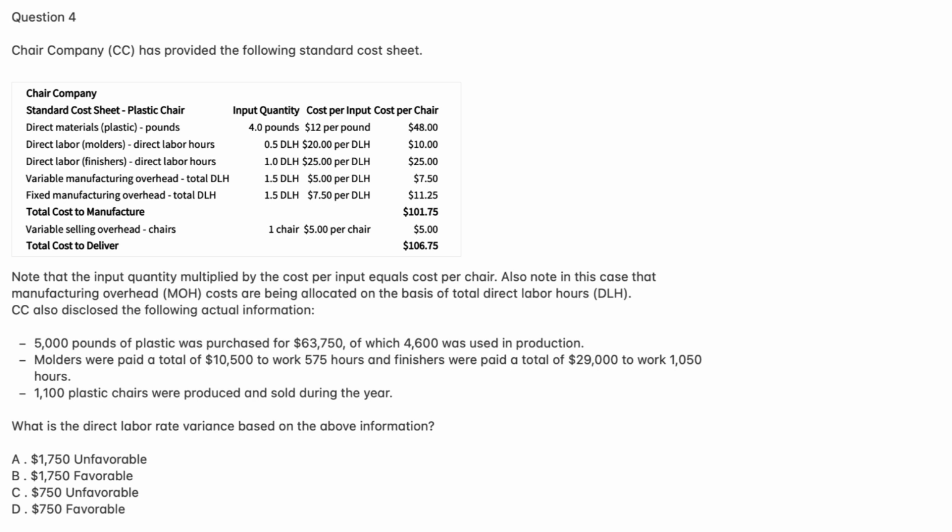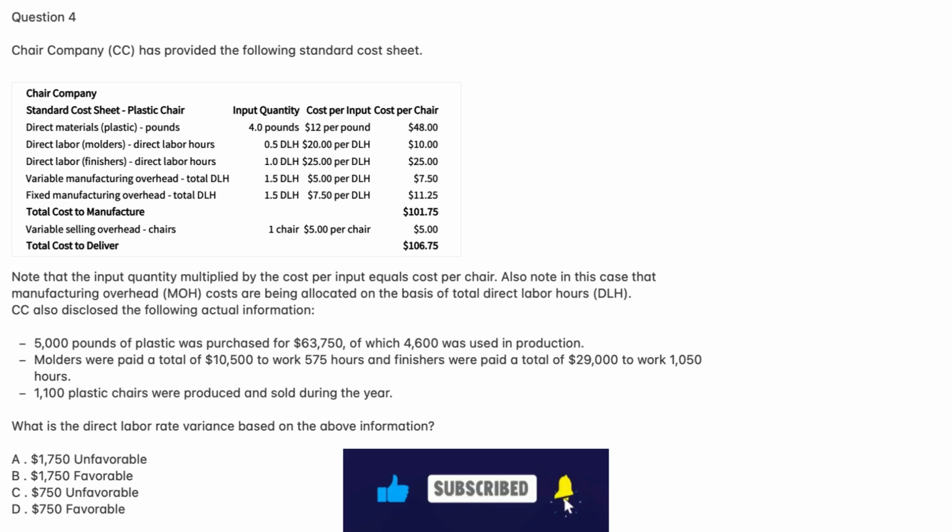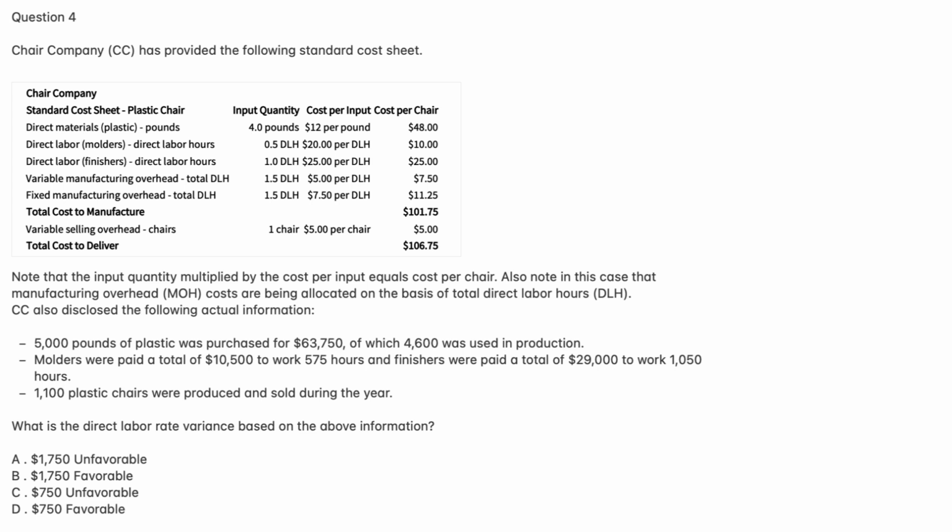5,000 pounds of plastic was purchased for $63,750, of which 4,600 was used in production. Molders were paid a total of $10,500 to work 575 hours, and finishers were paid a total of $29,000 to work 1,050 hours. 1,100 plastic chairs were produced and sold during the year. What is the direct labor rate variance based on the above information?